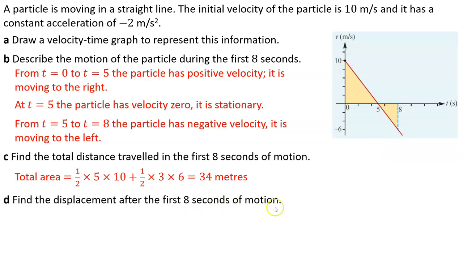The displacement after the first 8 seconds of motion is how far away the particle is from where it started. In this case, I find the signed area. So it travelled out this far, 25 meters, and then it starts moving back again by 9 meters. So its displacement is 16 meters.